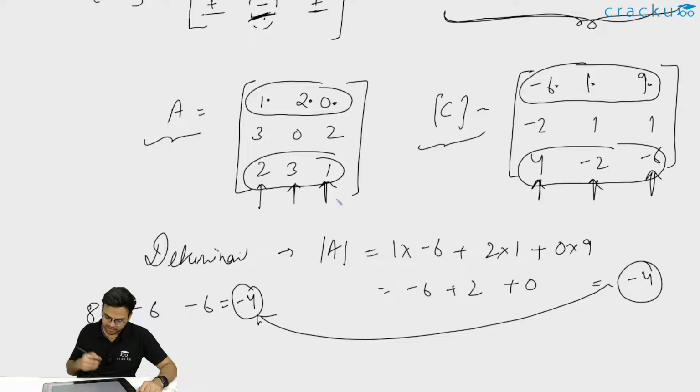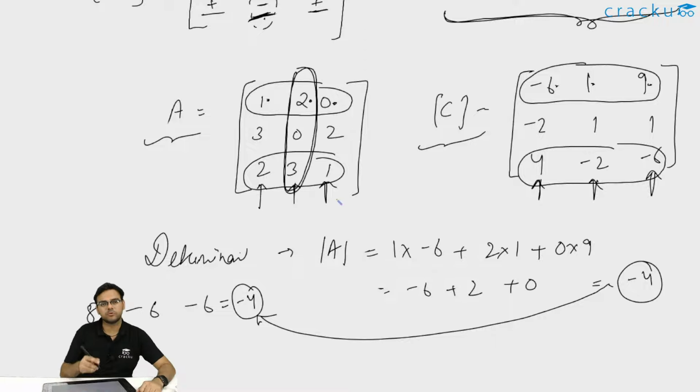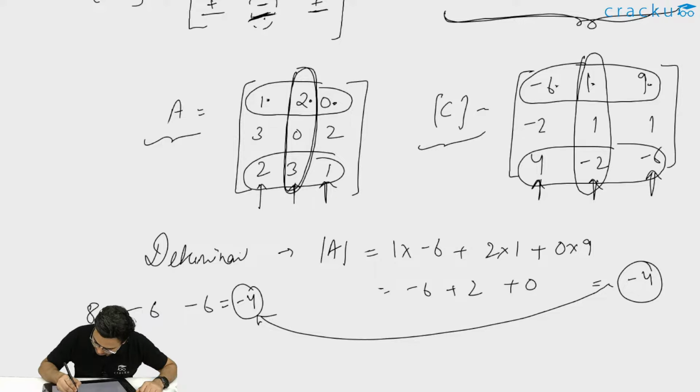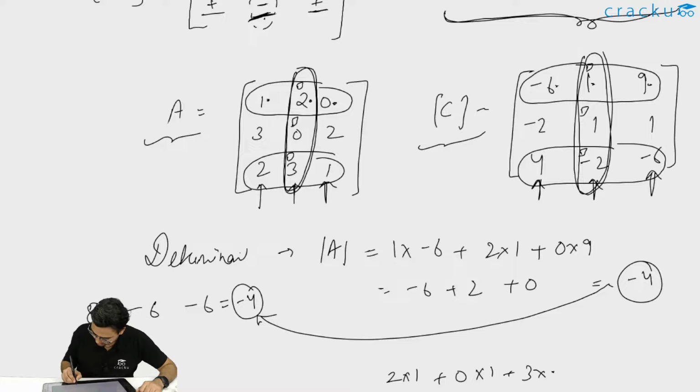Let's take some column now. Let's say I am taking the second column. So I have to take the second column of the cofactor matrix as well. Now this 2 I will multiply by 1. So 2 into 1 plus 0 into 1 plus 3 into minus 2. So 2 into 1 is 2, 0 into 1 is 0, so 2 plus 0 is 2. And 3 into minus 2 is minus 6. So 2 minus 6 is minus 4. So this is minus 4.